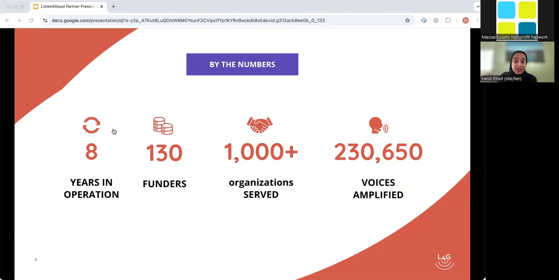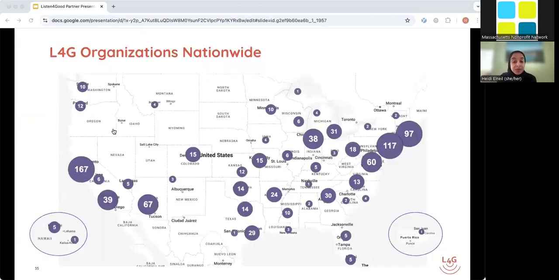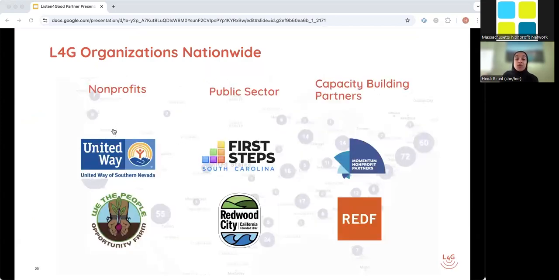We've been in operation around 8 years, and we're a fully remote organization. In that time, as of this summer, we've supported over 1,000 nonprofits and organizations across the country. Being fully remote, we're able to meet people where they are. We've had some great partnerships across the country, and we're always really excited to expand these bubbles. We work with a variety of different types of organizations. Probably the bulk of the organizations we serve are direct service nonprofits, but we also work with the public sector, like states and cities, and with capacity building partners as well.